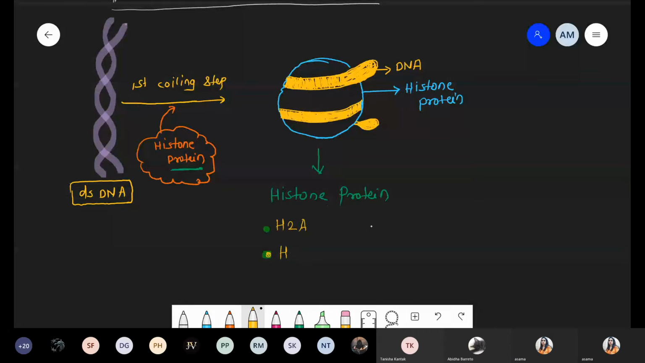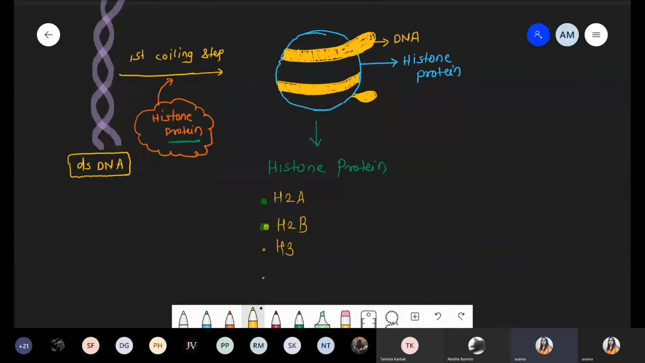another one H2B, third H3, and finally there is the presence of H4. So H2A, H2B, H3 and H4. These are the 4 types of histone protein. They get united with each other.